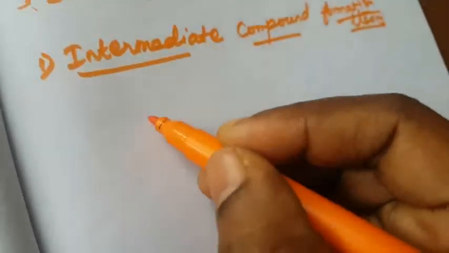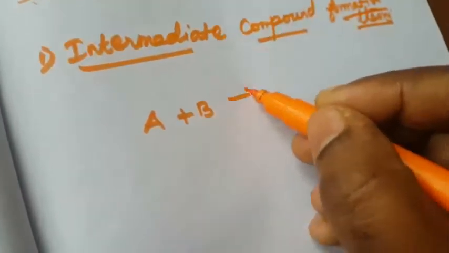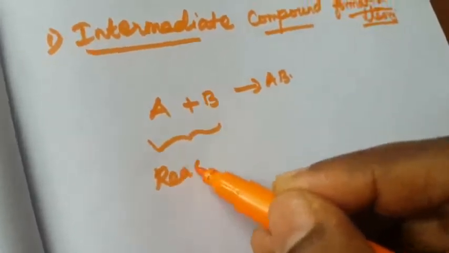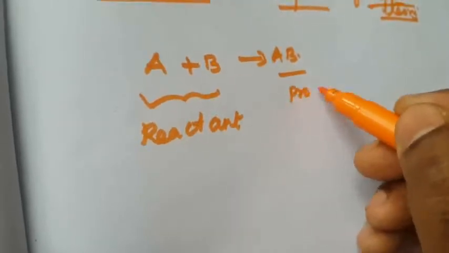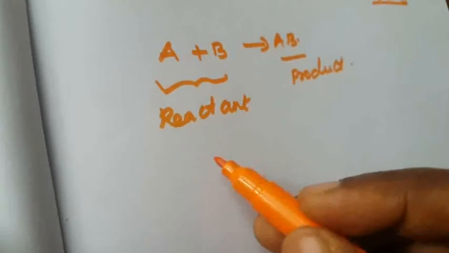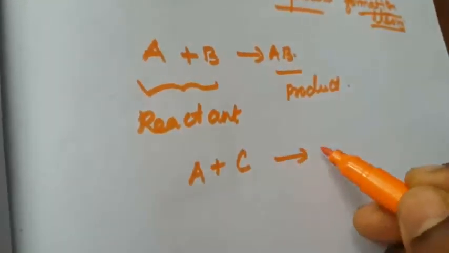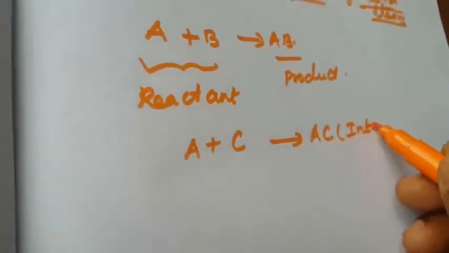Say, for example, A plus B gives AB as the product. That is, two things are reactants and this is the product. What will happen? Here A reacts with the catalyst to form AC. That is called an intermediate compound.